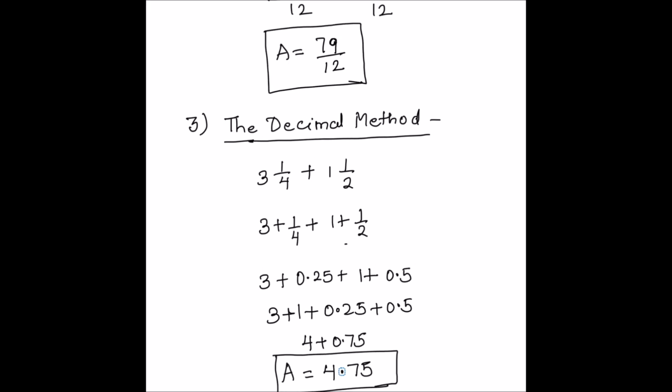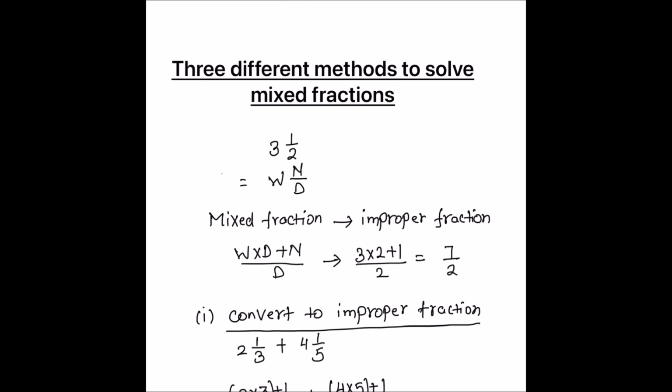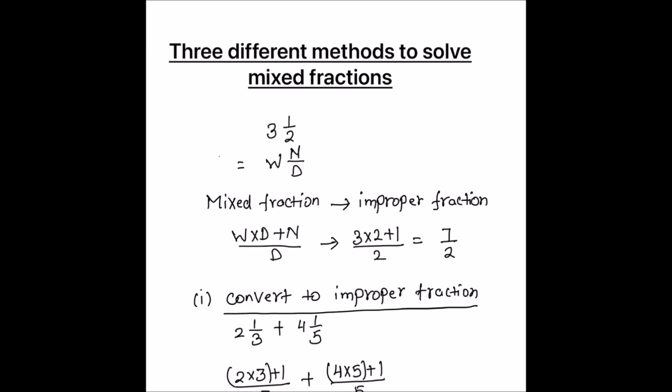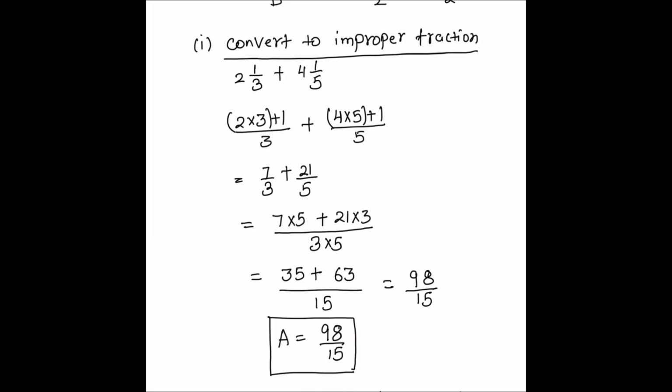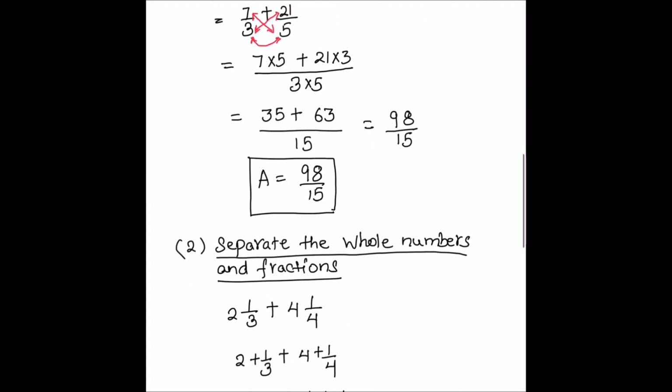So these were the three methods of solving mixed fractions. Let's take a recap. First we learned how to convert a mixed fraction into an improper fraction. Then there are three methods. First method is to convert it to improper fraction, and then solve as we do with improper fractions by taking the LCD or the LCM or the butterfly method. Here we have used the butterfly method, which is to multiply the numerator of one fraction with the denominator of the other, and for the denominator multiply the two denominators, and solve it further.